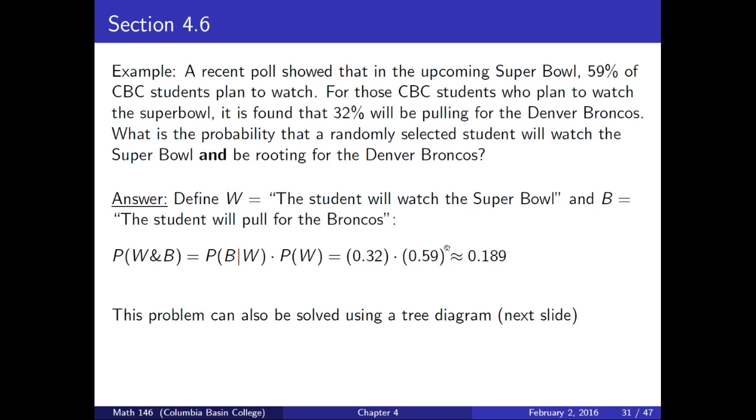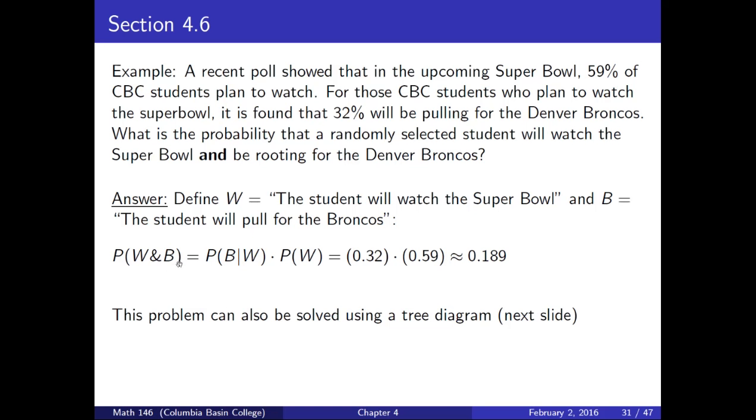So let's look at an example. A poll showed that in the upcoming Super Bowl, 59% of students plan to watch, and for CBC students who do plan to watch, 32% of them will be rooting for the Denver Broncos. So what's the probability that a randomly selected student will watch the Super Bowl and be rooting for the Denver Broncos? Let's say we define W to be that the student is going to watch, and B to be that the student is going to be rooting for the Broncos.